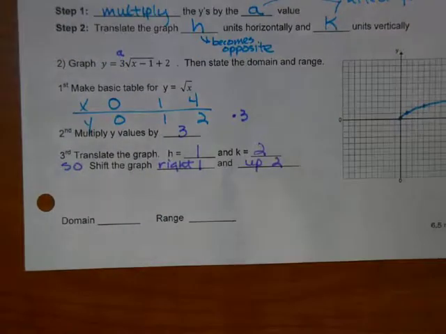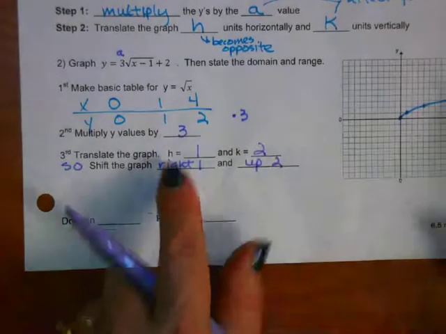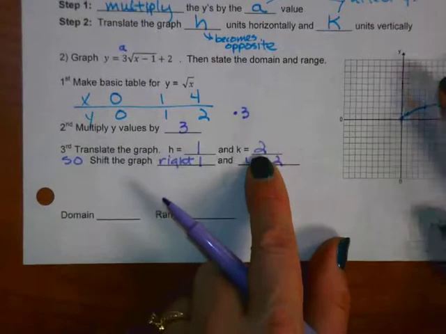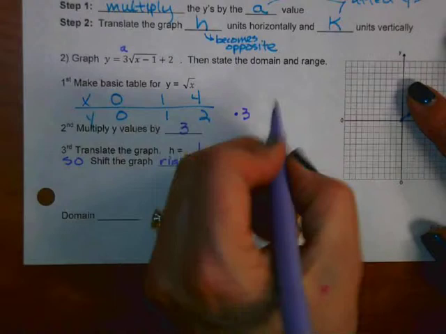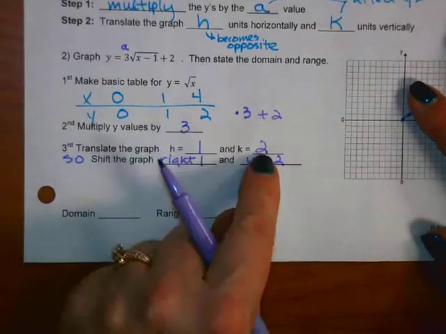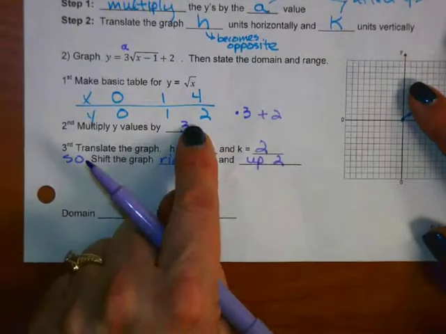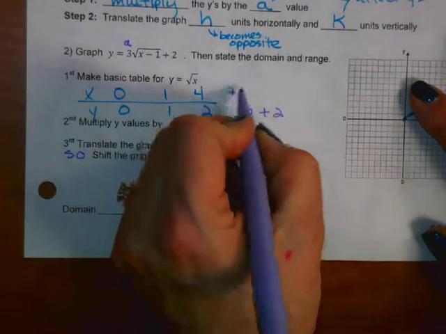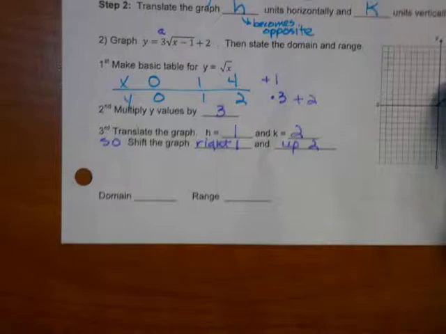So now let's do all this business, okay? First of all, we multiply the y values by 3, and we have to add 2 to our y values because a and k affect our y values. Then we have to go to the right one, so I'm going to add 1 to my x values. I'm going to make a new table now.